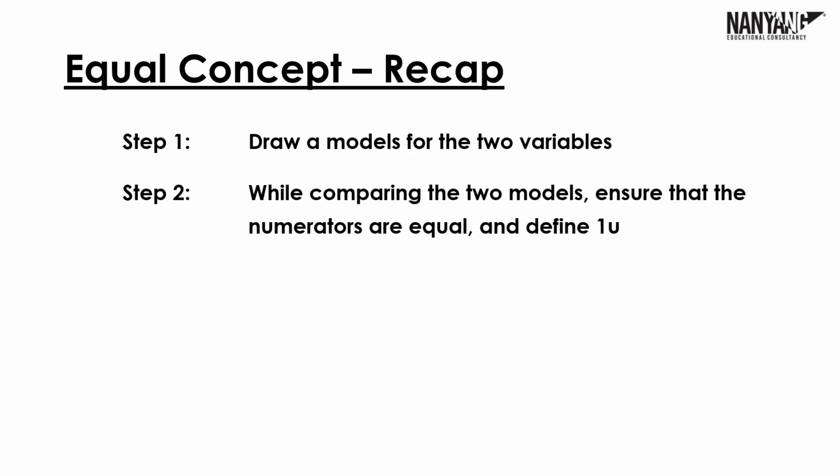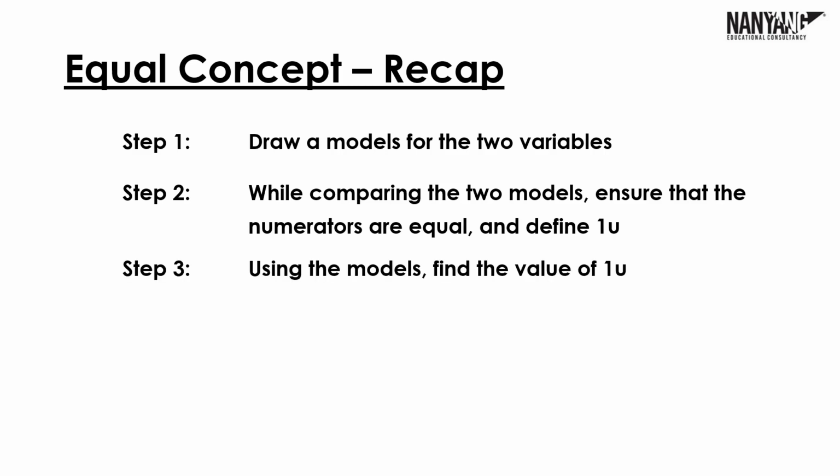So now let's do a recap. Our first step is to draw a model for the 2 variables. Next, while comparing the 2 models, we have to ensure that the numerators are equal, and we define that as our units, as what we did in the question previously. Now step 3 is using the models and the information given, we can find the value of this 1 unit. And finally, we can solve the question.